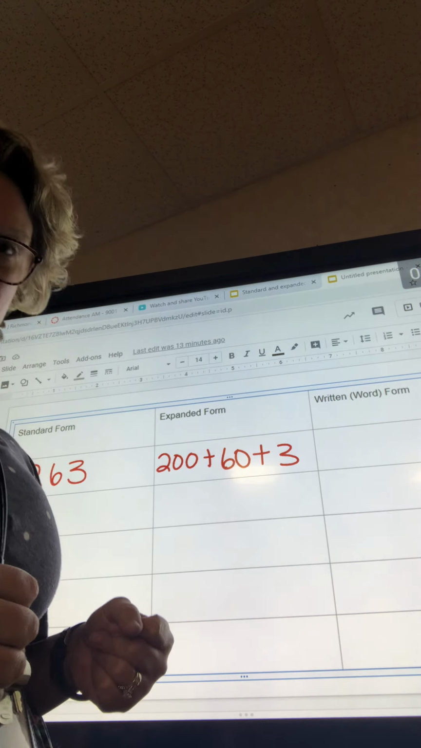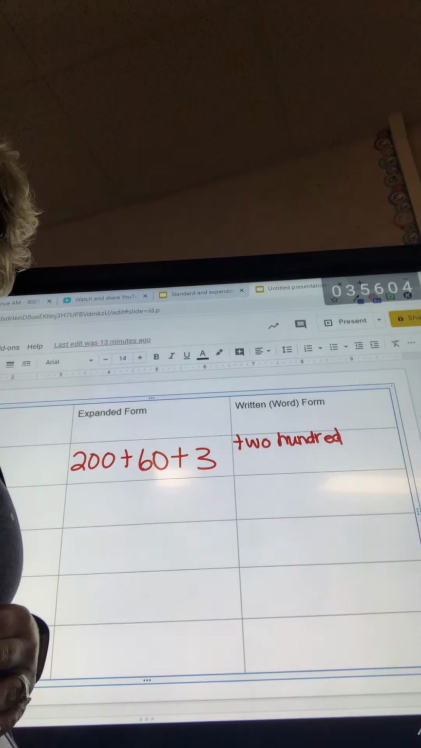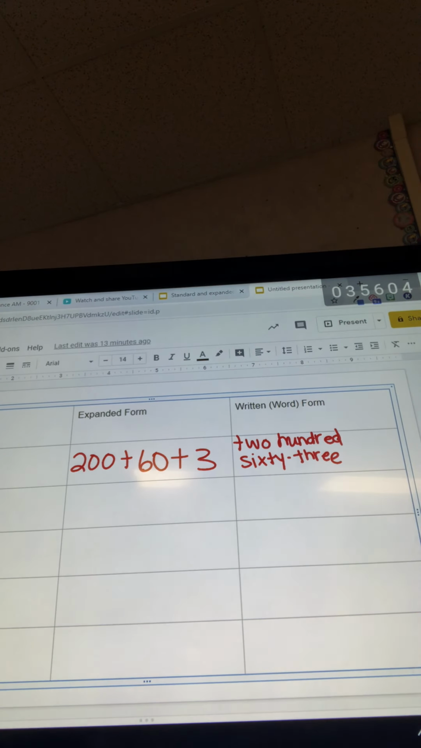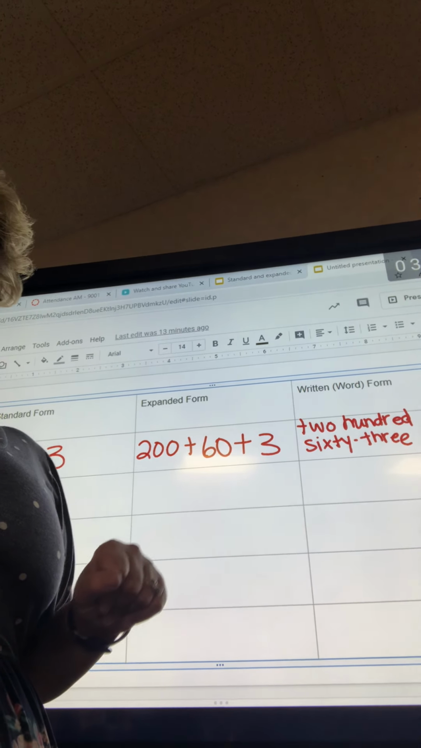Now let's go over to the word form. Just like I would read this number is how I am going to write it. I am going to write it as 263. So let's get started. Hopefully your teachers gave you a resource for spelling. It is important to learn how to spell these words correctly. I'm going to start with my 200. I'm going to go down and write 60 hyphen 3. Okay, there's our first example. Standard form, expanded form, written form.